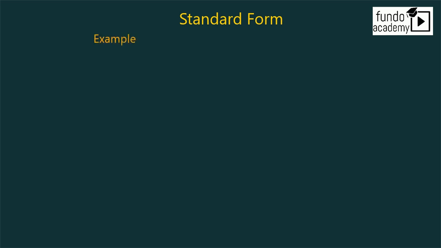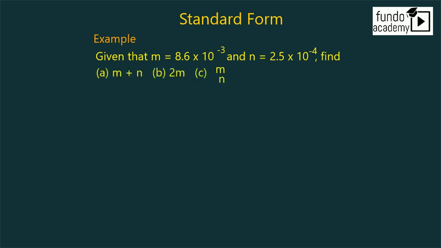So we have a question here which is saying, given that m is equal to 8.6 times 10 to the power of -3, and that n is equal to 2.5 by 10 to the power of -4, find, in part A we want to find m plus n, in part B we want to find 2m, and in part C we want to find m over n. Alright, so I want you to pause this video and start working on this problem right here.